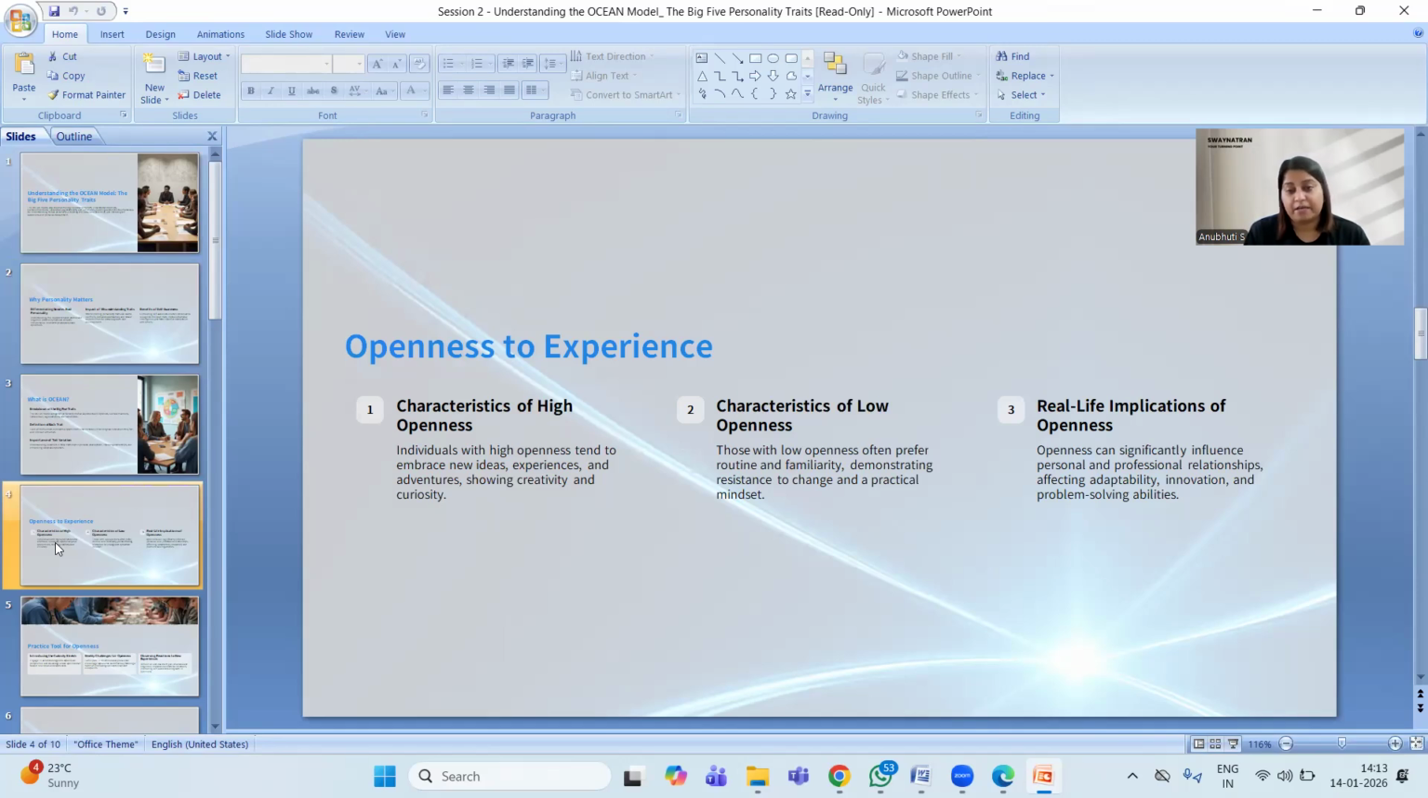However, high openness is really appreciated in places of marketing. But finance would prefer a low openness whenever we are talking about those roles which are connected to accountants or financial executives. Real life impact of openness. Openness can be significantly different and influence personal and professional relationships, affecting adaptability, innovation, and problem solving abilities. Based on the context, the whole situation can change. However, how that would be defined is all up to us depending on the context, time, and situation in which we are following the same thing.